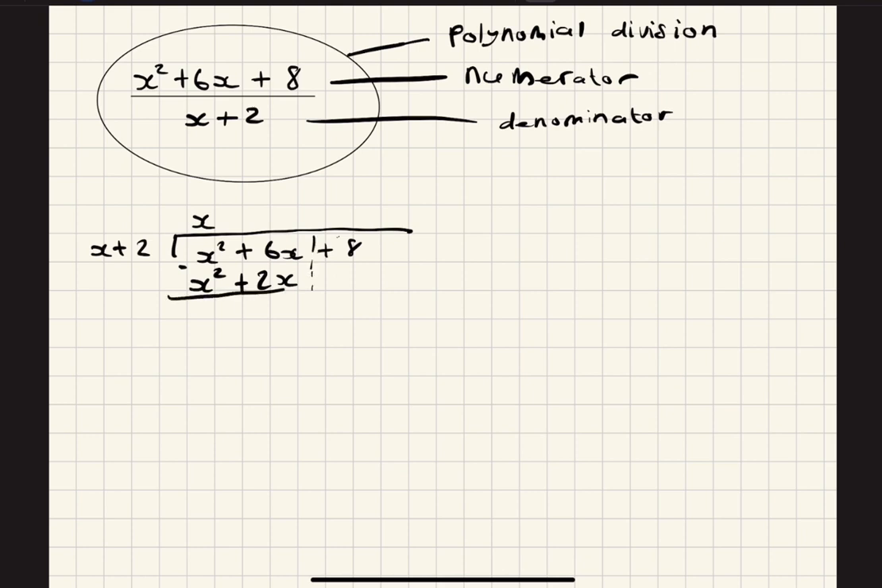And we're going to write out the answer for x squared plus 6x minus x squared plus 2x. So x squared minus x squared gives us 0x squared, and 6x minus 2x gives us plus 4x. Now we need to bring down the plus 8 and put it by our plus 4x to move forward with this division.